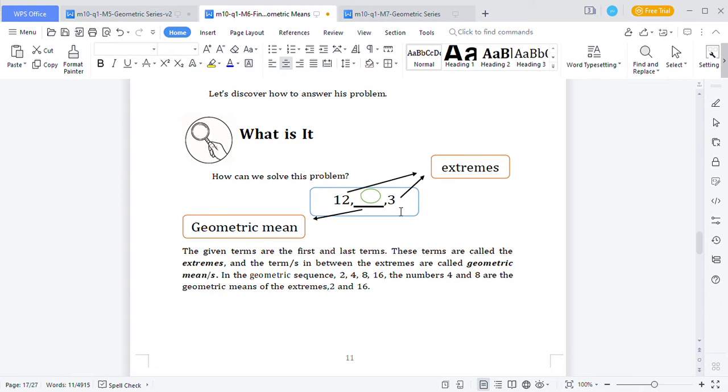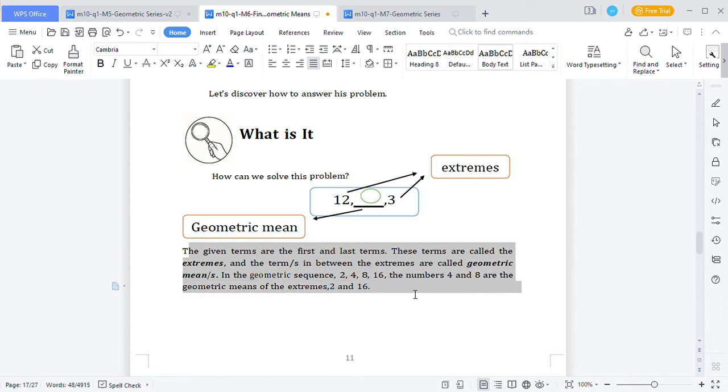So this 12 and this 3, we call those our extremes. And this one here, we call that our geometric mean. So, the given terms are the first and last terms. These terms are called the extremes, and the terms in between the extremes are called geometric means. So in the geometric sequence 2, 4, 8, 16, the numbers 4 and 8 are the geometric means of the extremes 2 and 16. So if we are given four terms, the 4 and 8 are what we call the geometric means, and 2 and 16 are the extremes.